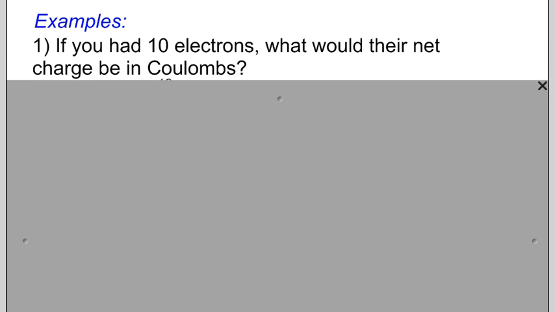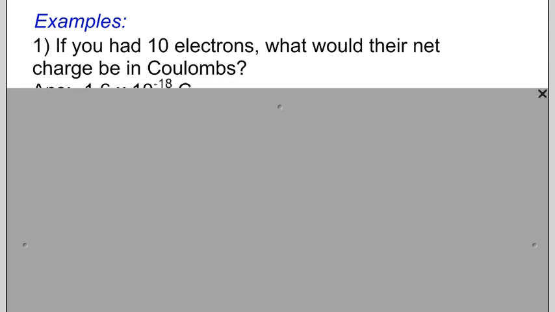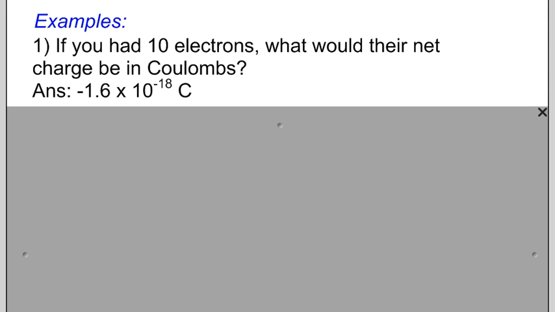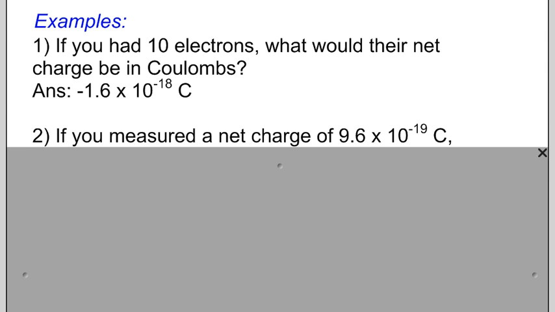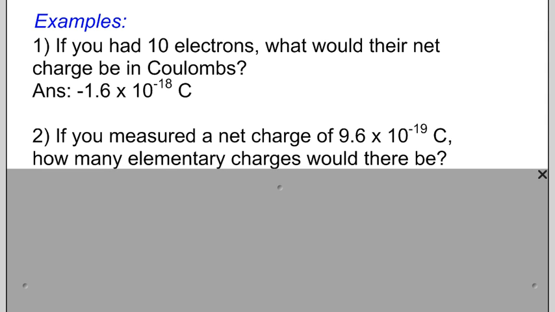Here's some examples. If you had 10 electrons, what would their net charge be in coulombs? And the answer is negative 1.6 times 10 to the negative 18 Coulomb. If you measured a net charge of 9.6 times 10 to the negative 19 Coulomb, how many elementary charges would there be?